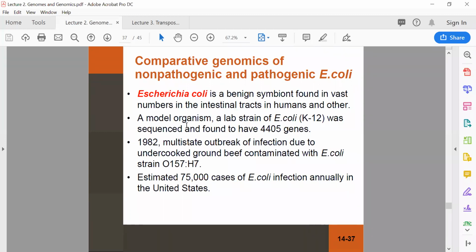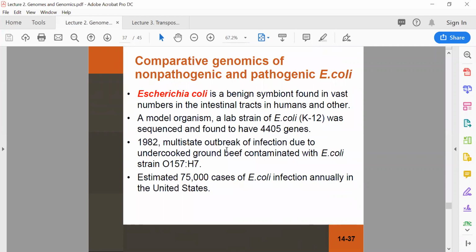All right, enter a model organism. That is a lab strain of E. coli. And in fact, this is the strain of E. coli that we use in the lab. It's called K12. And the genome of E. coli K12 was sequenced, and it was found to have 4,405 genes.